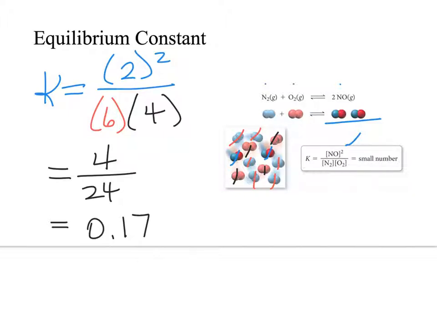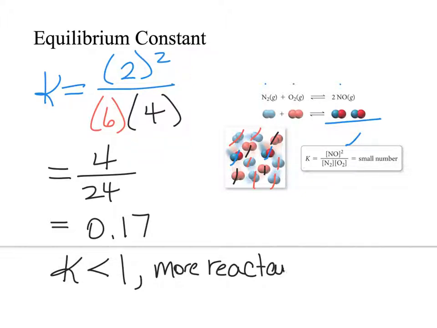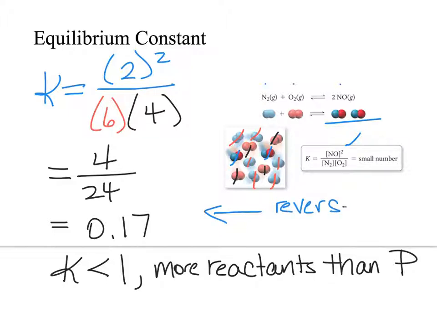So now we have an opposite case where K is less than 1. So in this circumstance, there are more reactants than products, and I'll just put P there. So the opposite is true. The reverse reaction is favored. So reverse favored.